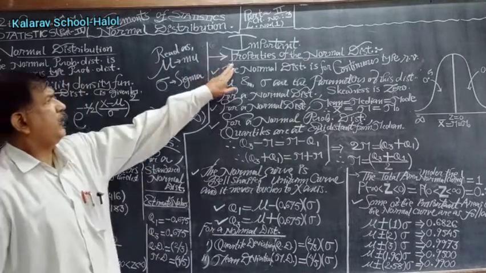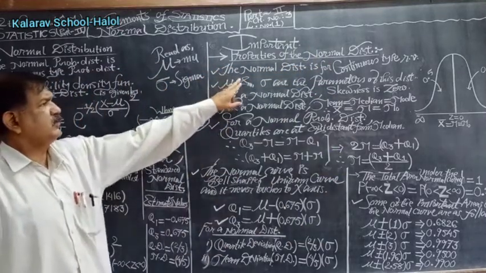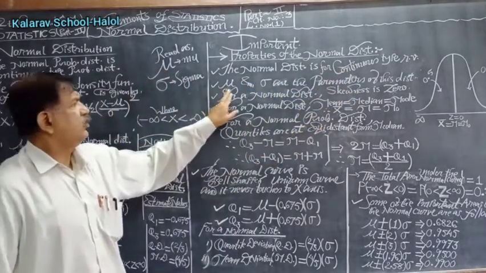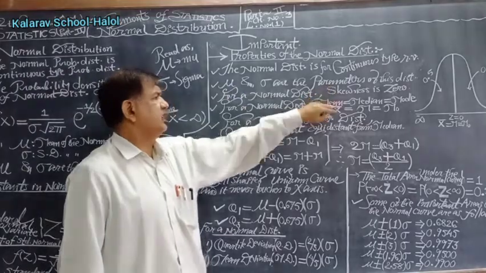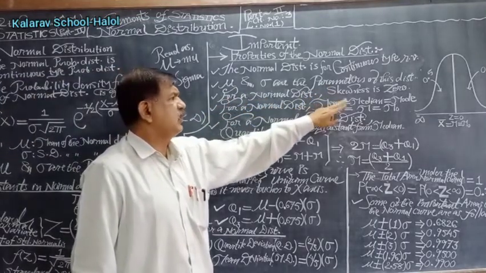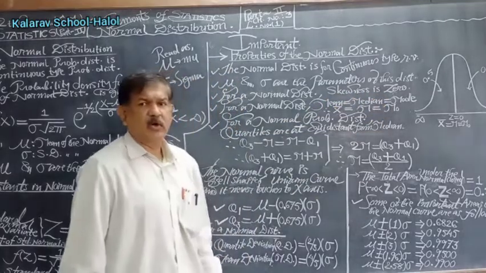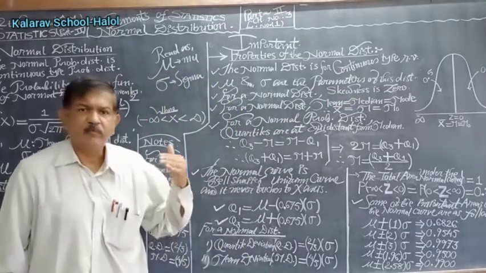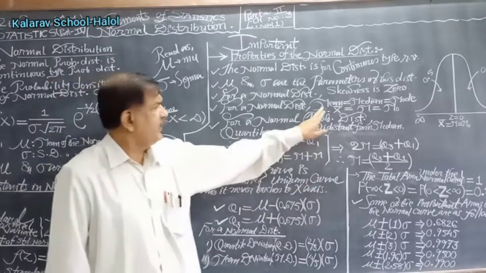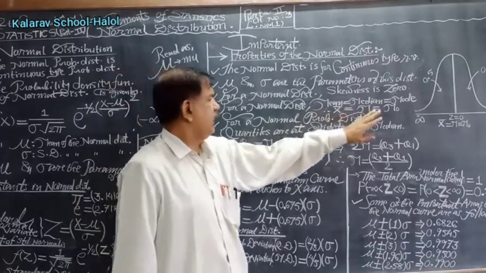Important properties of the normal distribution. The normal distribution is for a continuous type random variable. Mu and sigma are the parameters of this distribution. For a normal distribution, there is no skewness, which means skewness is 0. For a normal distribution, the values of mean, median and mode coincide, which means mean equal to median equal to mode, that is x bar equal to M equal to Mo.